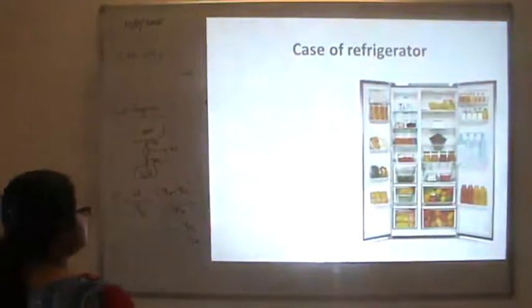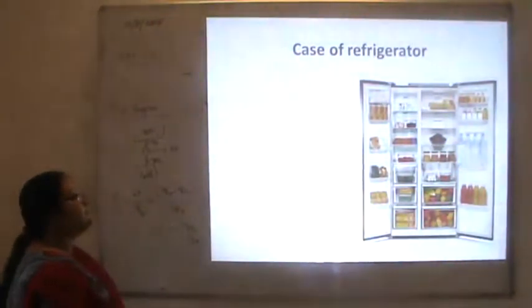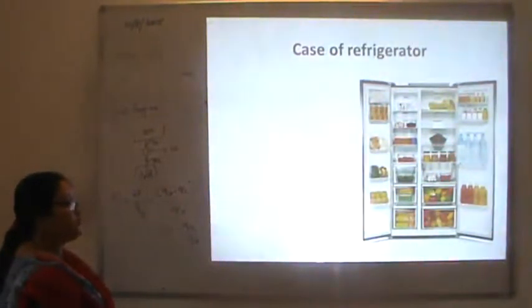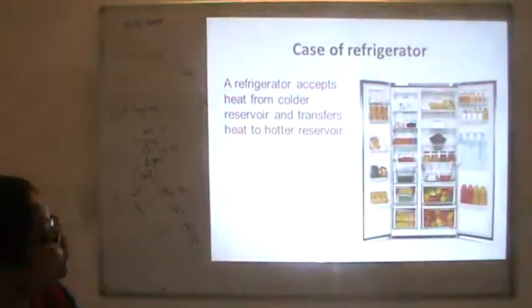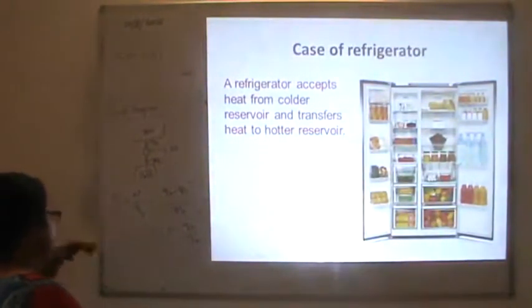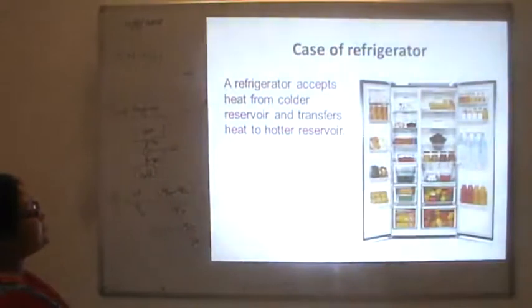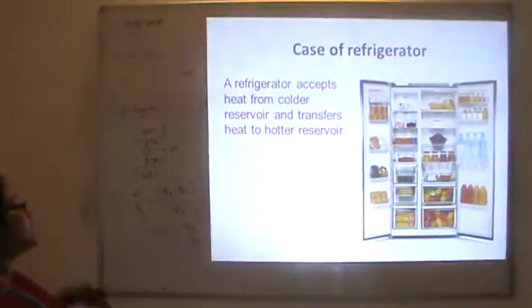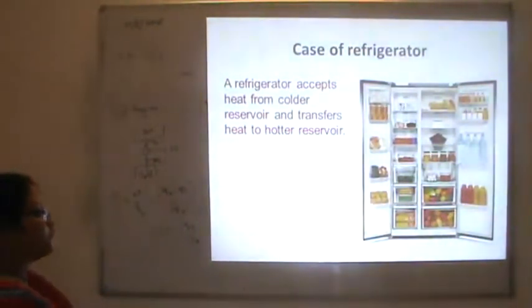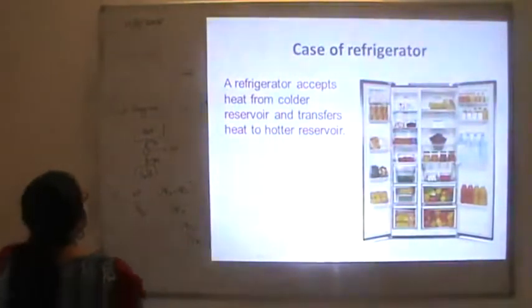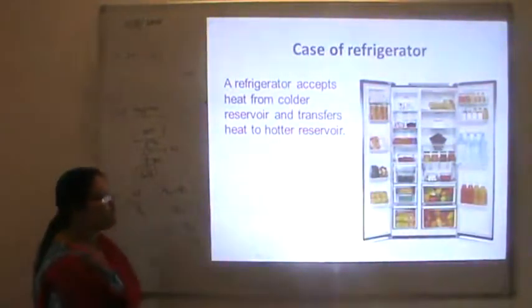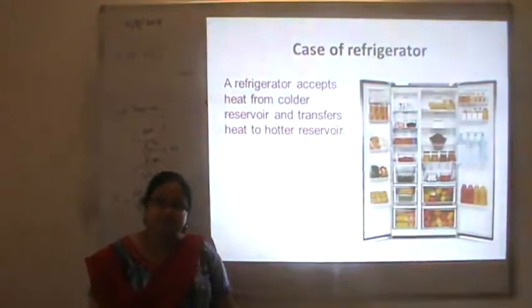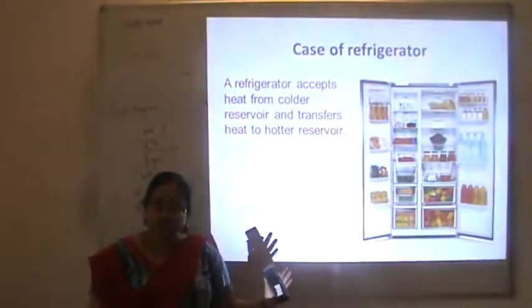Now we have to discuss another example, the case of the refrigerator. So what happens in a refrigerator? In a refrigerator, heat is accepted from the cold reservoir. A refrigerator accepts it from the colder reservoir and transfers it to the hotter reservoir. So this is the reversal of the heat engine.